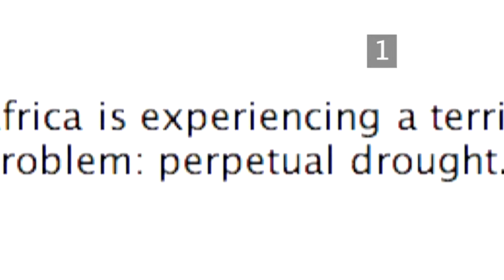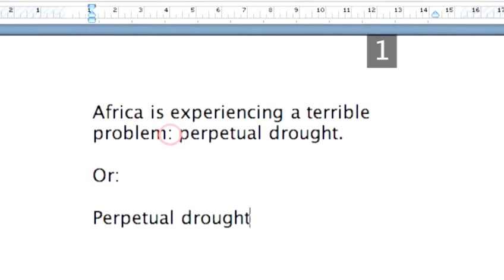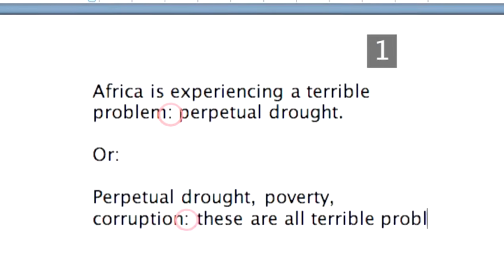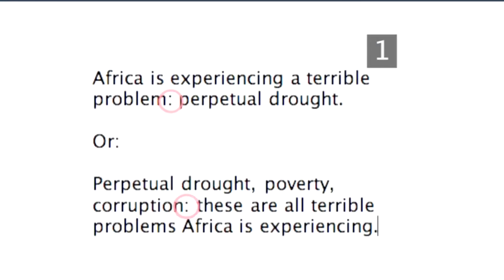Africa is experiencing a terrible problem: perpetual drought. Or: perpetual drought, poverty, corruption. These are all terrible problems Africa is experiencing.